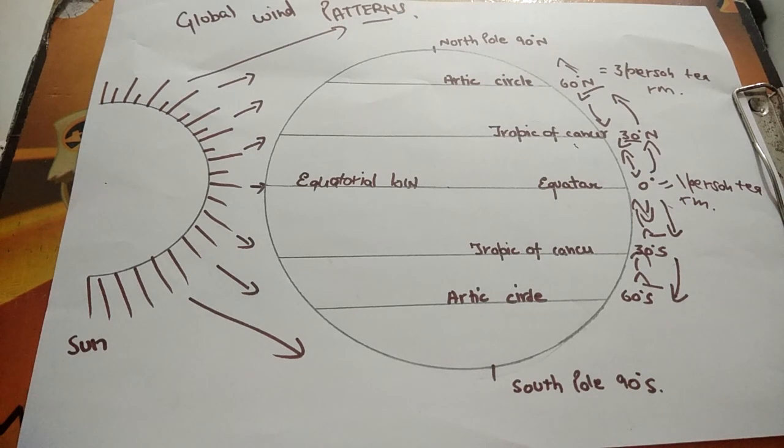Hi there, today we are going to learn about global wind patterns. So here I have a diagram of Earth's surface and I'm going to write the names of the belts of the Earth's surface according to their location.